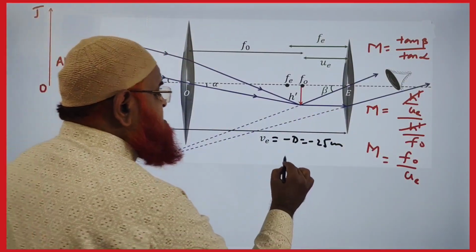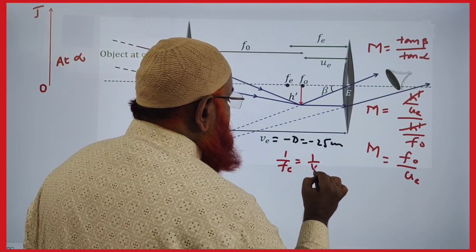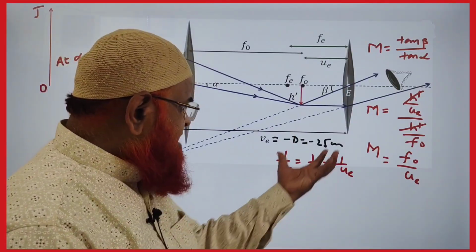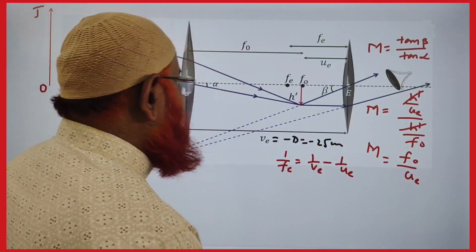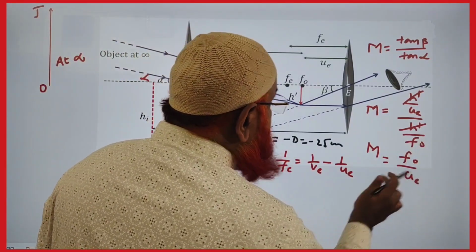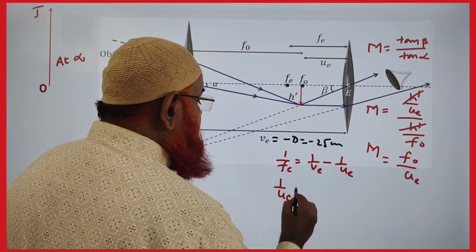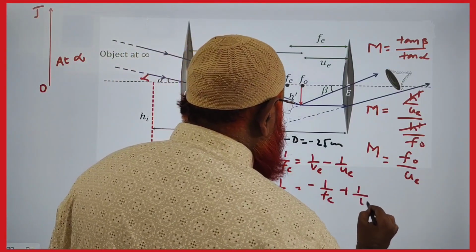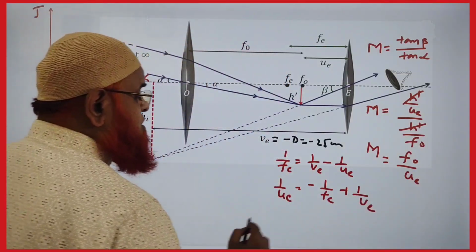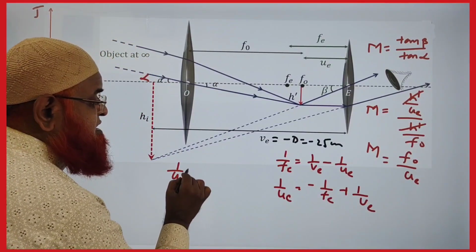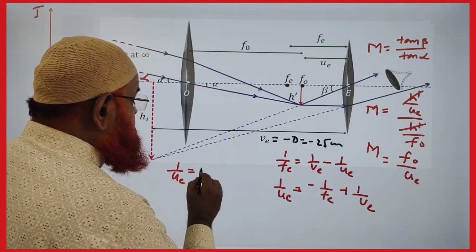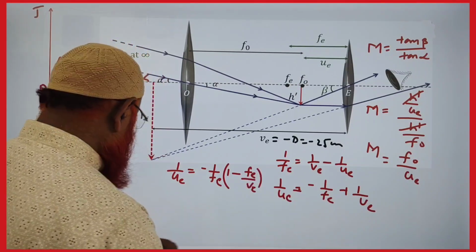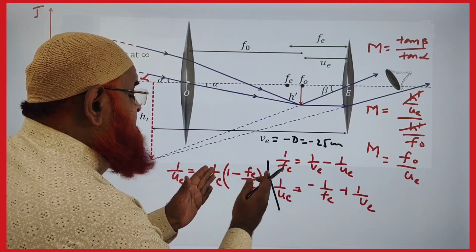But you all know that 1 by FE is equal to 1 by VE minus 1 by UE for the case of the eye lens. This is the lens formula for the eye lens. Now, I want 1 by UE here. Take 1 by UE to the left side and take this 1 by FE to the right side. That means minus 1 by FE plus 1 by VE. I will common out this minus 1 by FE. Then I am getting 1 minus FE by VE.